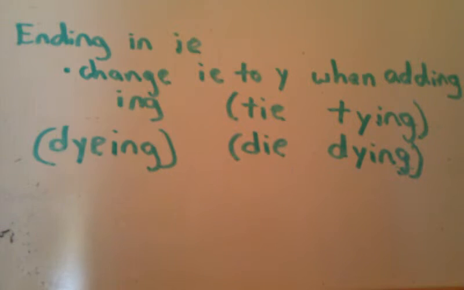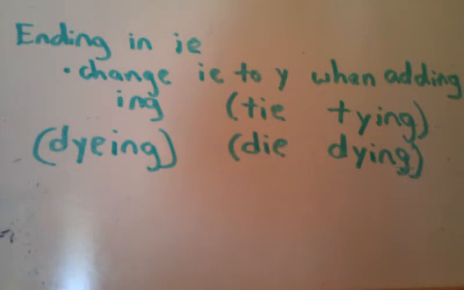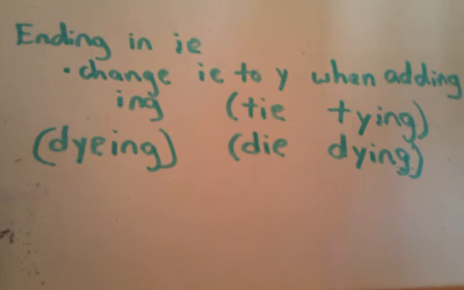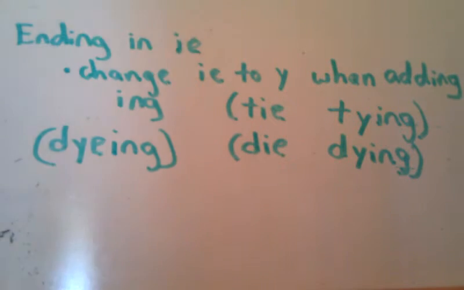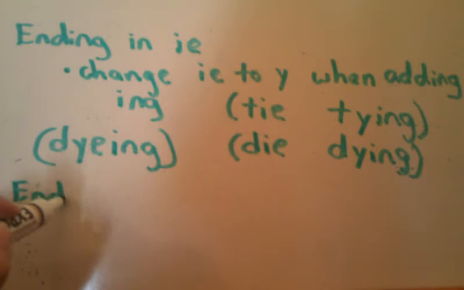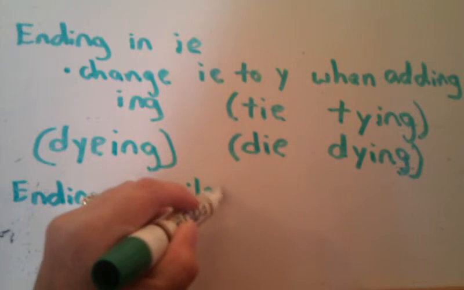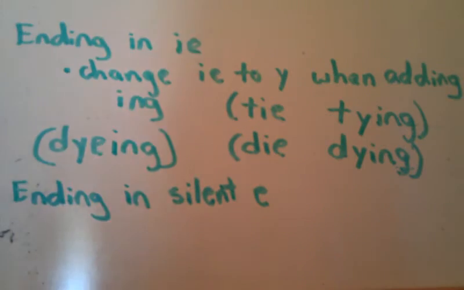Okay, words ending in silent E. See, I think this would be a word ending in silent E. Okay. Let's talk about ending in silent E. Okay. If the suffix begins with a vowel, is added to a word ending with a silent E preceded by a consonant, the final E is dropped. Okay.